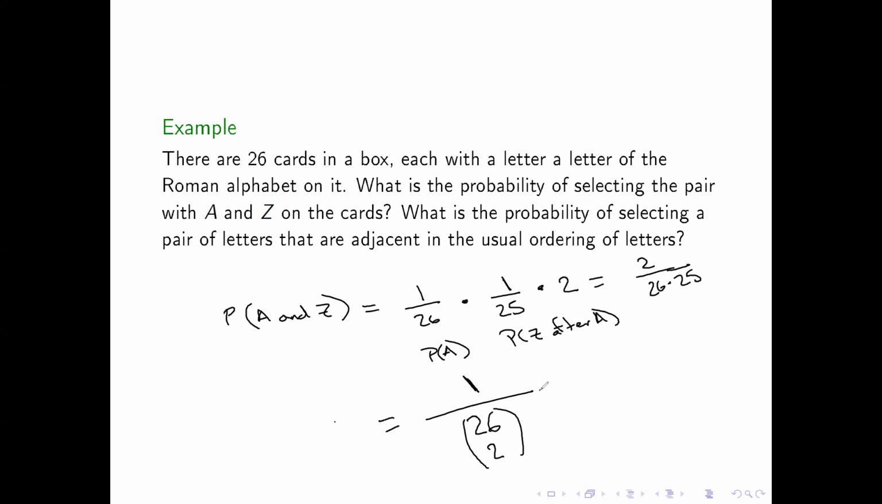Interestingly enough, this is 1 over 26 choose 2. Taking that back to the formula, 26 factorial over 24 factorial times 2 factorial, which equals 1 over 26 times 25 over 2 factorial, which is 2 times 1. And remember, when you divide by something, you flip it. So that's equal to 2 times 1 over 26 times 25. Wait a minute. This and this are the same.